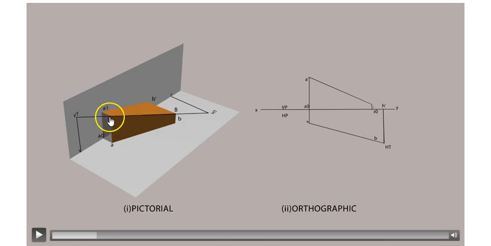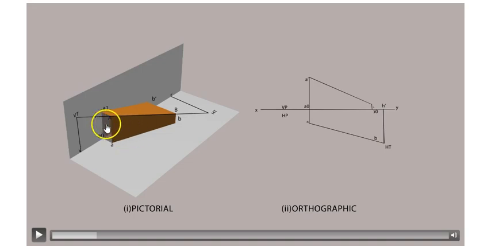And as you see here, the technique is you simply project the point A and B towards the vertical and horizontal planes, and you get point A dash and B dash in the vertical plane and A and B in the horizontal plane, and A dash B dash we call as the front view and AB the top view.